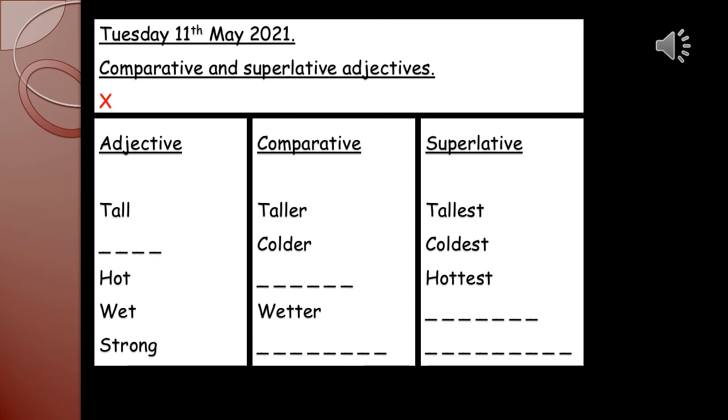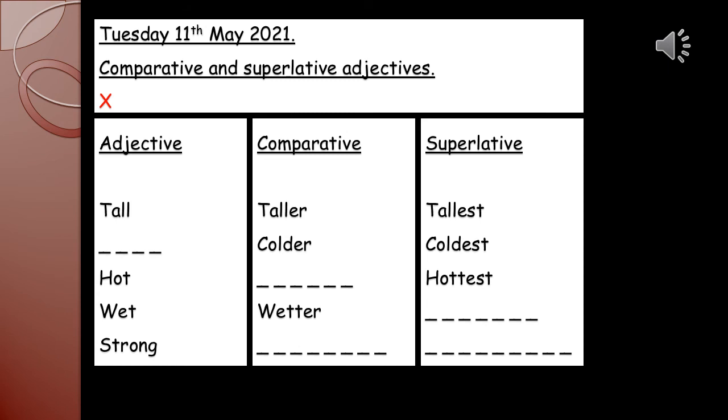Okay, pencils down quickly, please listen. Remember grade 1A and grade 1B, you are studying on different days. So grade 1A, use the date Tuesday the 11th of May 2021. And grade 1B, you will use Wednesday the 12th of May 2021. Our title for today: Comparative and Superlative Adjectives.